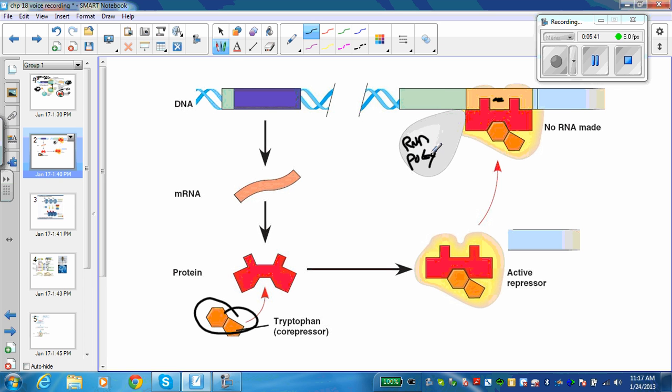Oh, this is hard to write with this pen, I apologize. RNA polymerase will be able to try to get in there to the promoter region, but because the operator is bound, no RNA will be made.